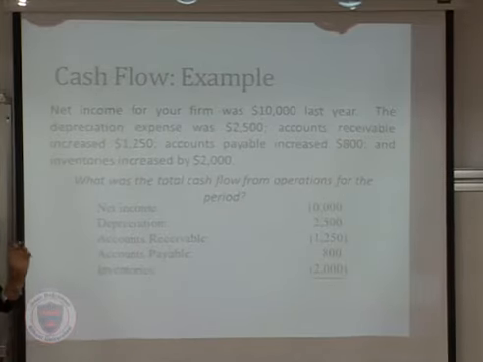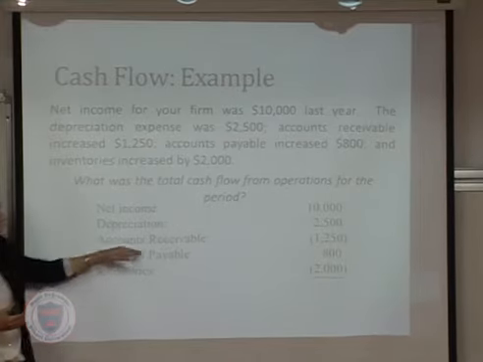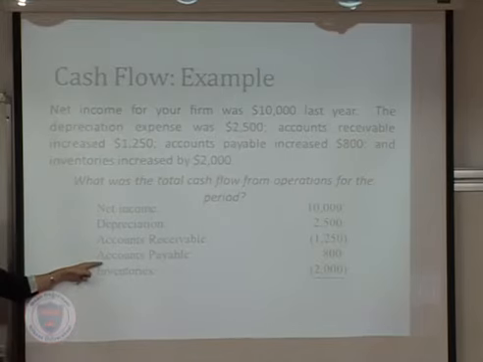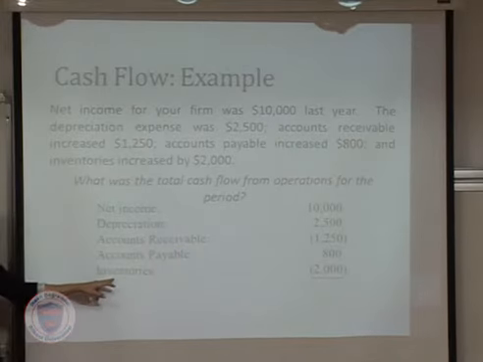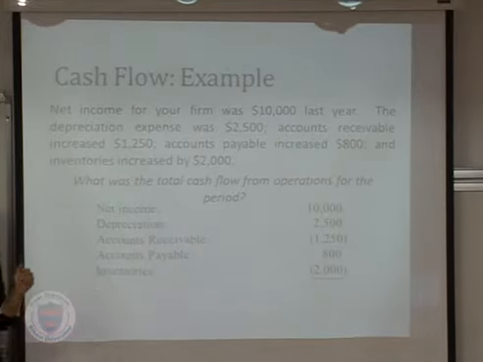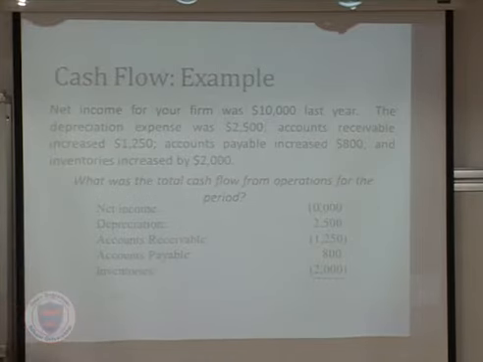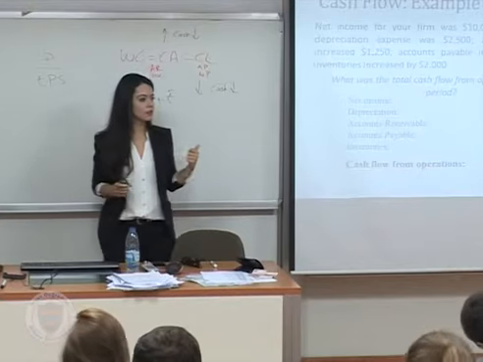Your increased account receivable had a negative effect on cash, so you're deducting that change. For accounts payable, your accounts payable increased, which had a positive effect on cash, so you have a plus 800. For inventories increased, which has a negative effect on cash, so you decrease 2,000. So your cash flow from operations will be $10,050. Any questions on this?